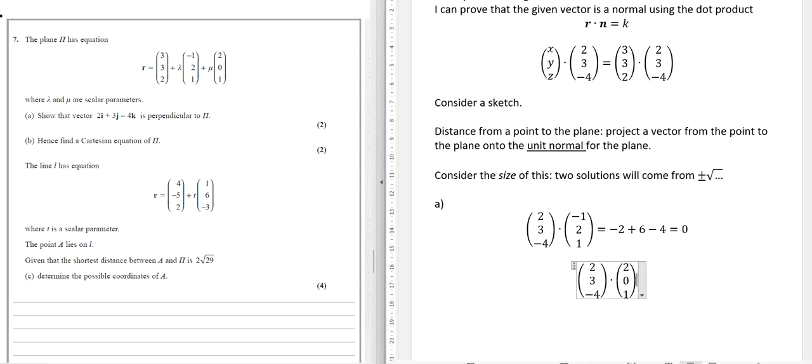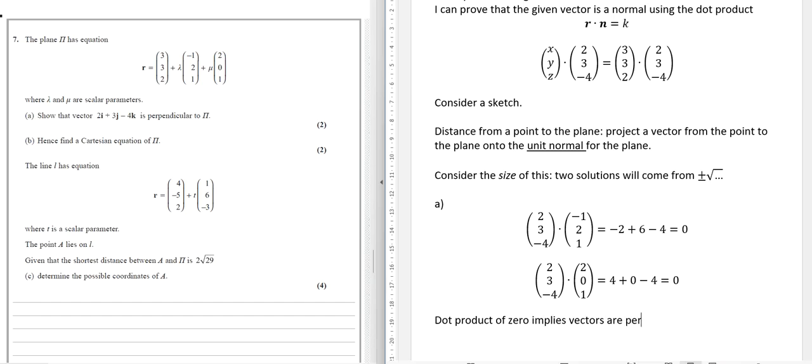2, 0, 1 is the other direction vector. That's 4 and nothing minus 4. Dot product of 0 implies vectors are perpendicular. First 2 marks done.